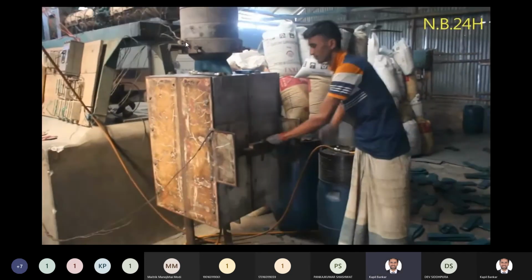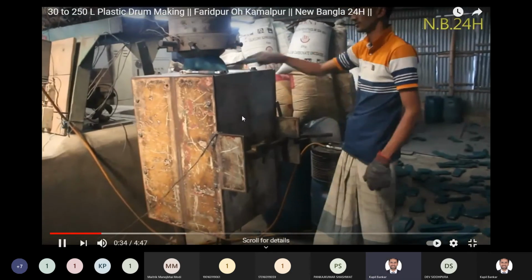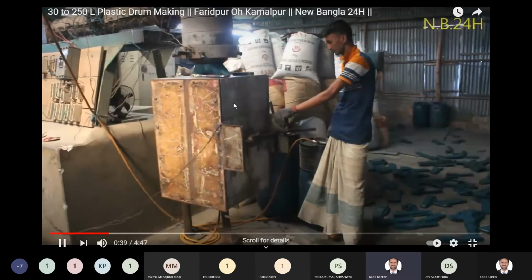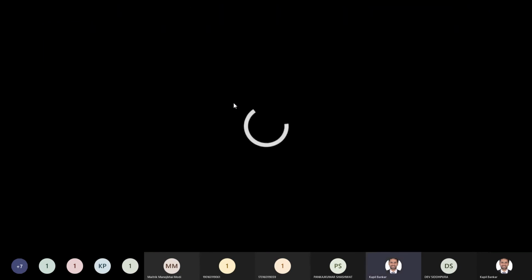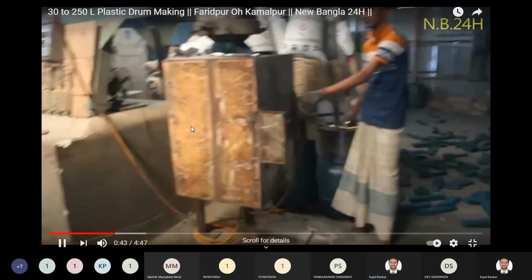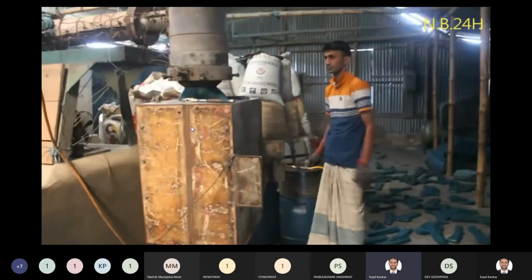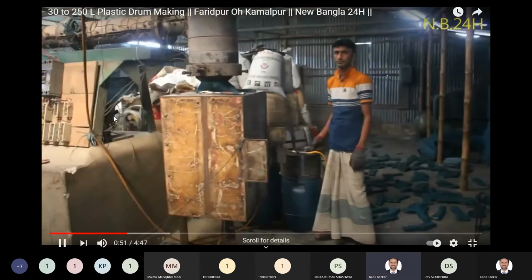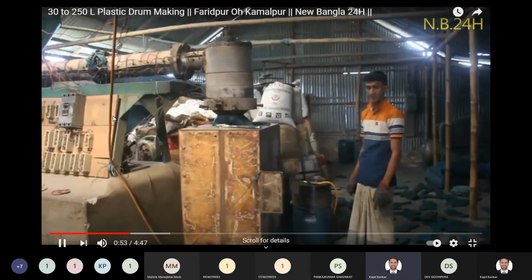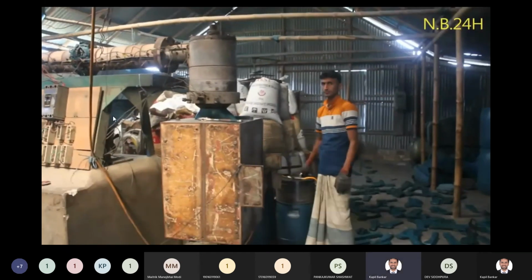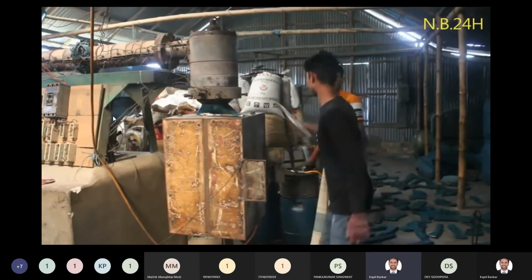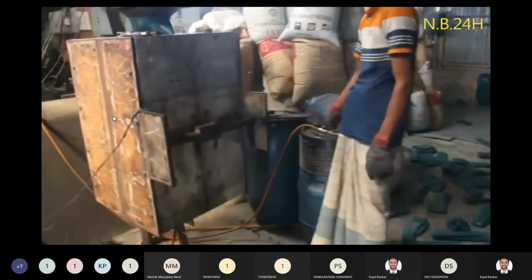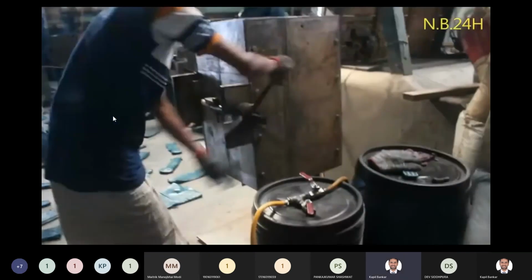And here, see, the two dies are closed. And here, what happens? Apply the pressurized air, and once the pressurized air is applied, allow for some cooling and some rest so that it can cool down, and then open the die, so that the product will be made.